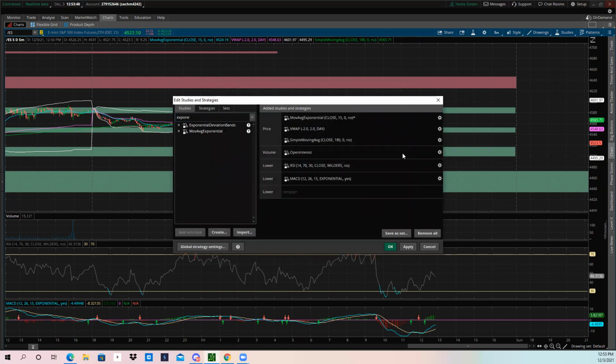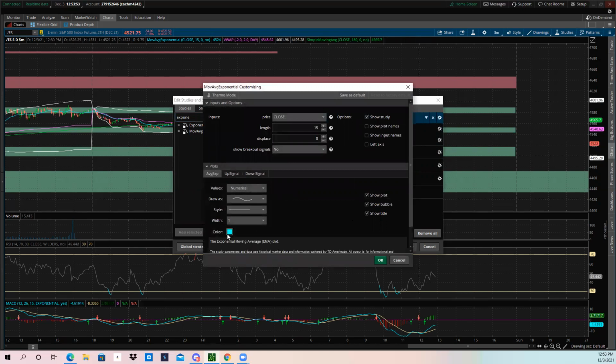All right, and I like to have that one as a nice bright blue color as well. So I'll go in here and change the color to this nice bright blue. Okay, so that way it stands out for me.